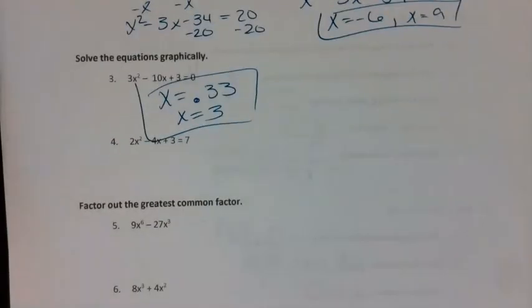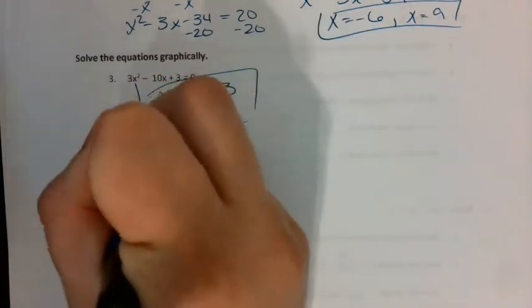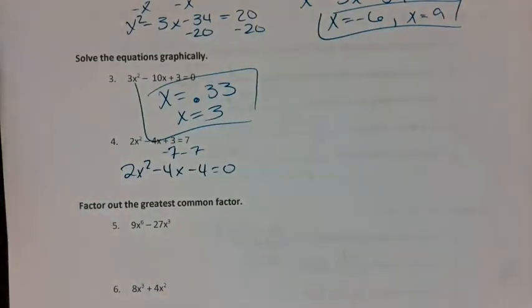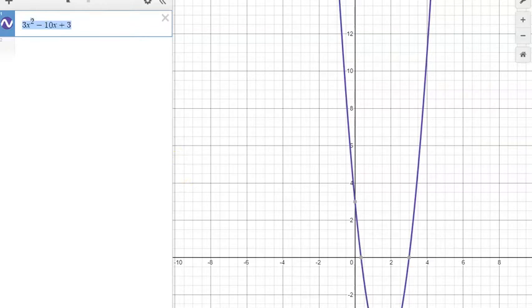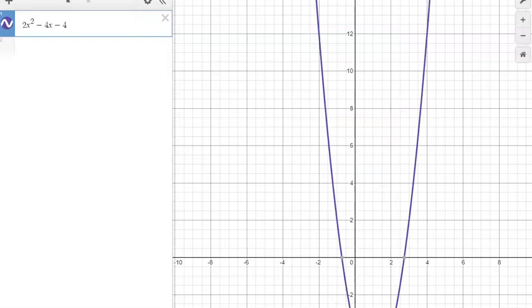On number 4, I need to get it equal to 0 before I can solve it. So I want to subtract 7 on both sides. I have 2x squared minus 4x minus 4 equals 0. Okay. This one is crossing at -0.73 and 2.73.